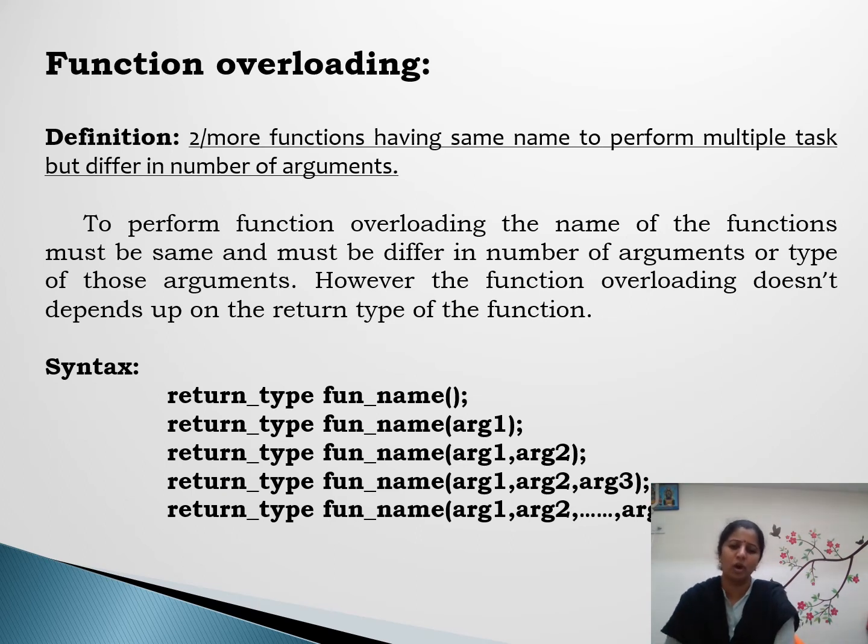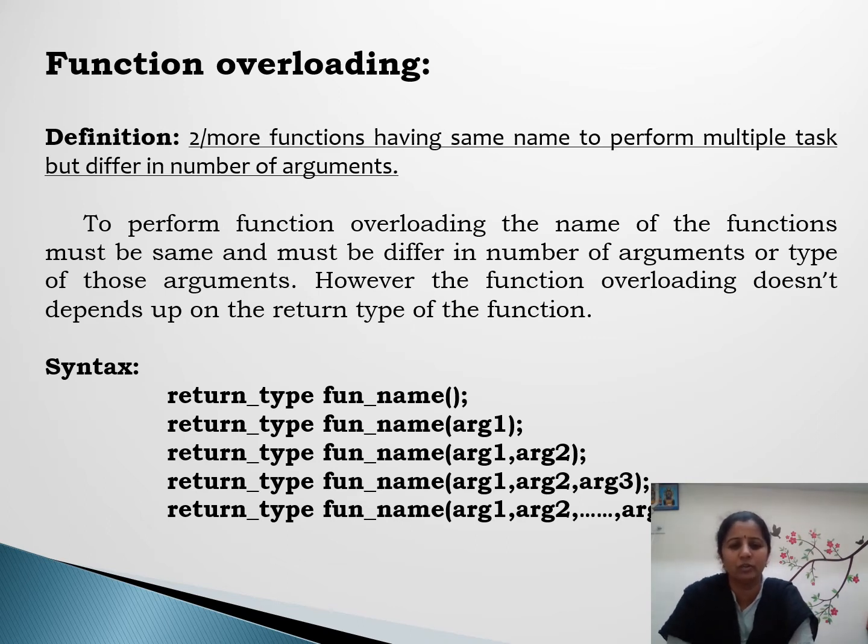Function overloading: 2 or more functions having the same name to perform multiple tasks but differing in number of arguments. Many functions are there, but each one differs in the number of arguments. That means the function name is the same and the arguments should differ. Two different functions should not have the same function header. That is the main restriction. So this is your function overloading.